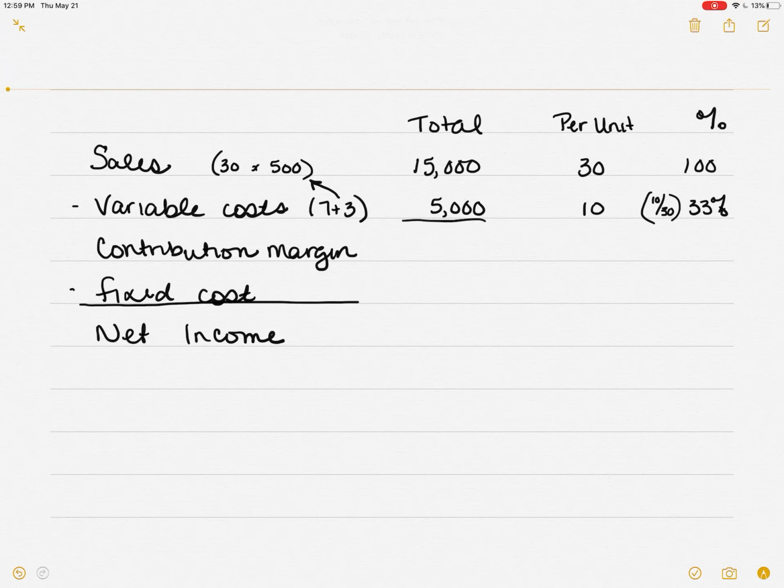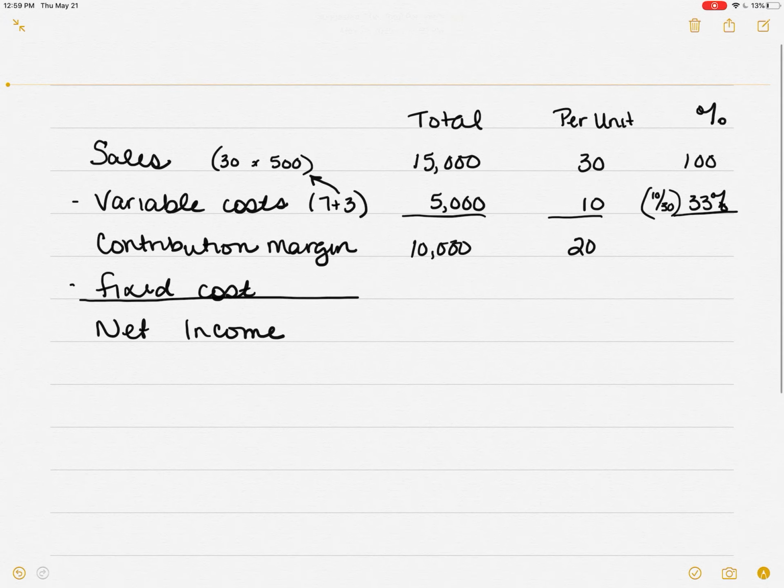Then I can subtract these and find my contribution margin. In total it is 10,000, per unit basis is 20, and as a percentage is 67%. Again, anything as a percent is going to be divided by sales. So if I didn't want to subtract, I can also take my contribution margin per unit and divide by my sales. Your fixed costs also are given to you.